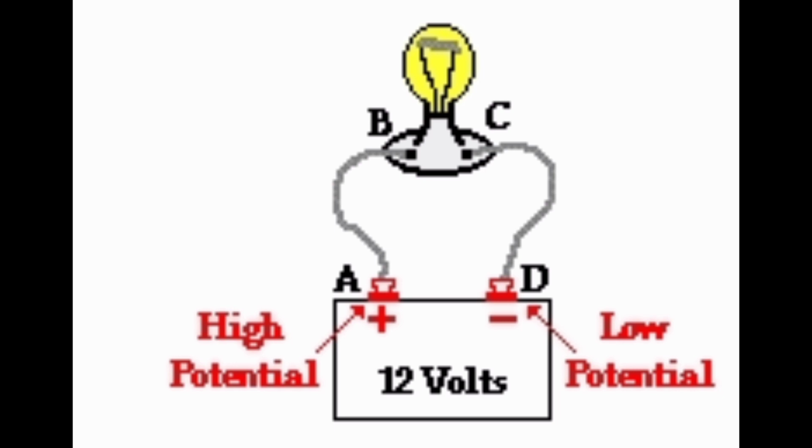So the charge would lose potential energy and move through the external circuit from the positive terminal to the negative terminal. That is why the negative terminal is described as the low potential terminal.